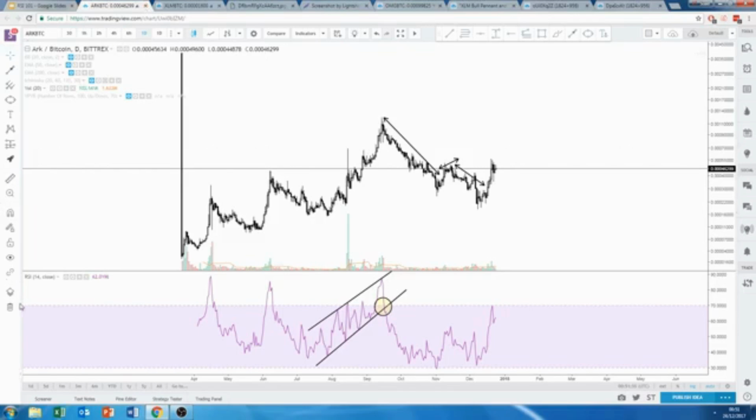And a lot of the time, it's not even this. You'll see me draw, and I don't think this is a particularly good example, but I'll draw a triangle on the price, and the RSI will also form a triangle. And if they both break down, I'm more convinced that it is an actual breakdown as opposed to a fakeout.